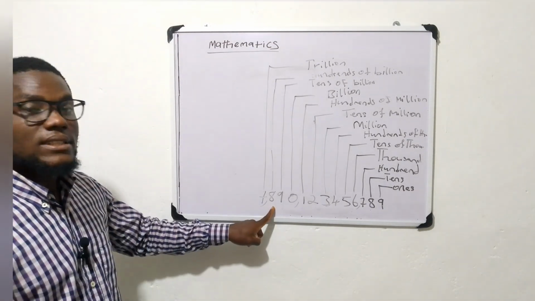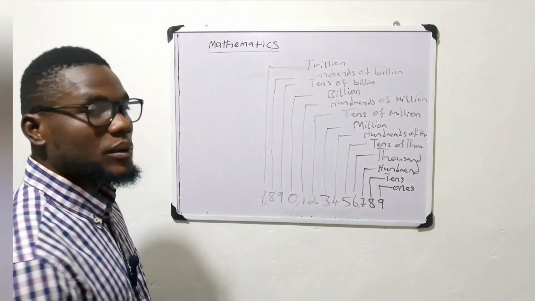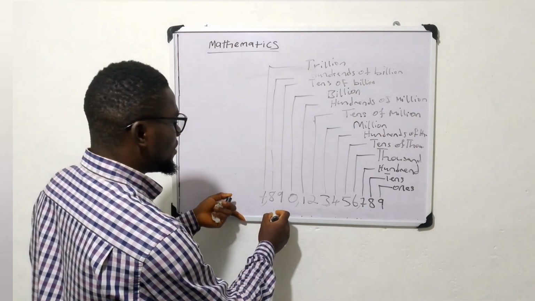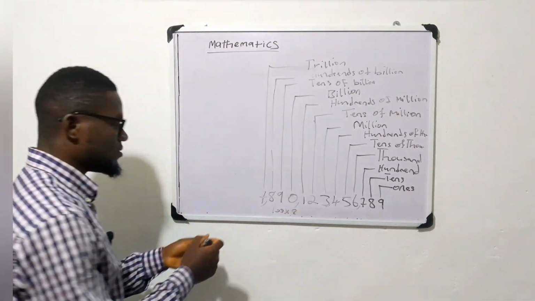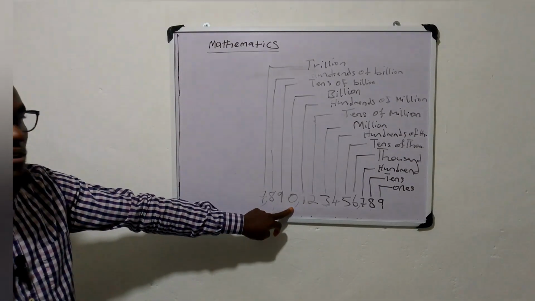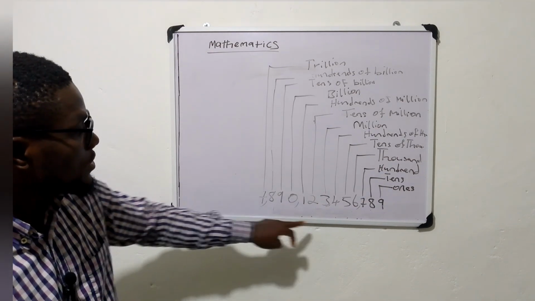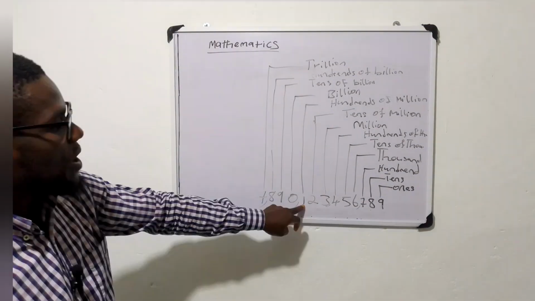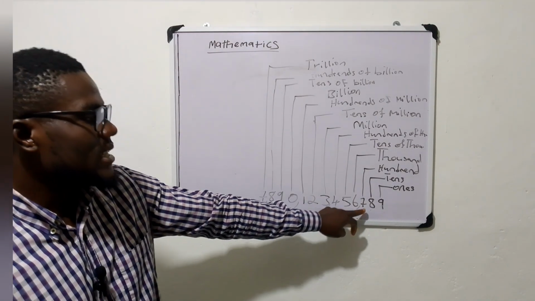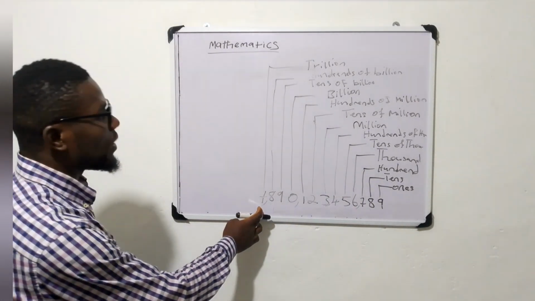Now look at it here. We have 8 here, which is hundreds of billion. We have 800. When you say 100 multiplied by 8, you have 800. That's 890 billion, 123 million, 456,789. Now the last digit here we have is trillion.